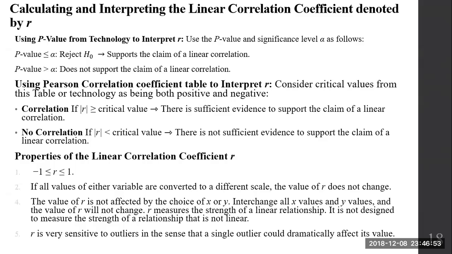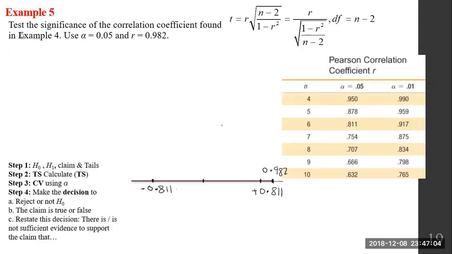R is very sensitive to outliers, as we discussed before, in the sense that a single outlier could drastically affect the value. So let's take a look at this example. Test the significance of the correlation coefficient found in example 4. Use alpha equal to 0.05 and R equal to 0.982. Step number 1: H0, rho is equal to 0, and the alternative hypothesis H1 is not equal to 0. As you can see, that would be a two-tailed test.